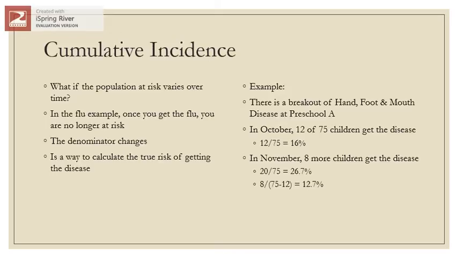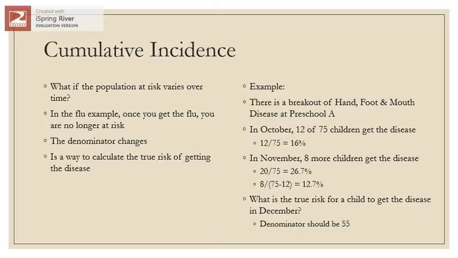So it's really 8, the number of children in November who get the disease, divided by an altered denominator, a denominator that would be 75 minus 12. And if you do that math, you come out to 12.7%. So the risk of getting hand, foot, and mouth at preschool A in November was actually 12.7%, not 26.7%, because we accounted for children who were no longer at risk.